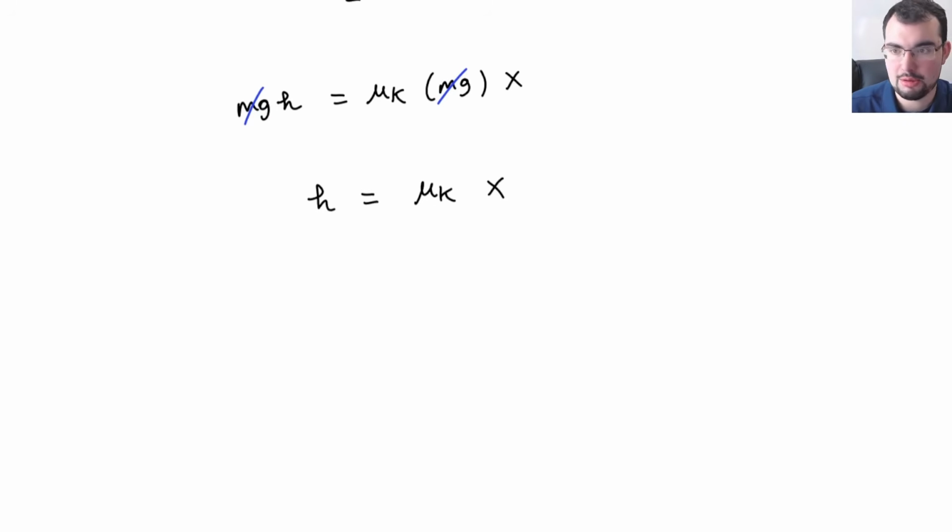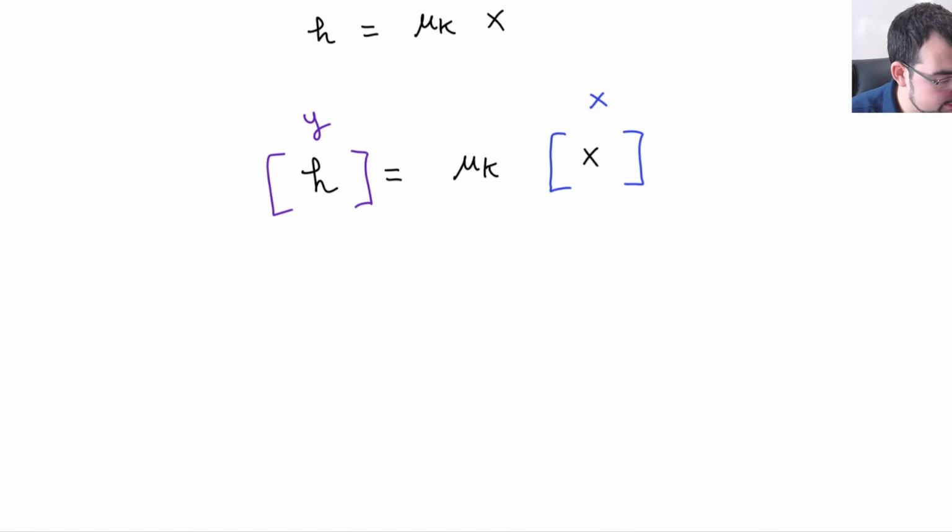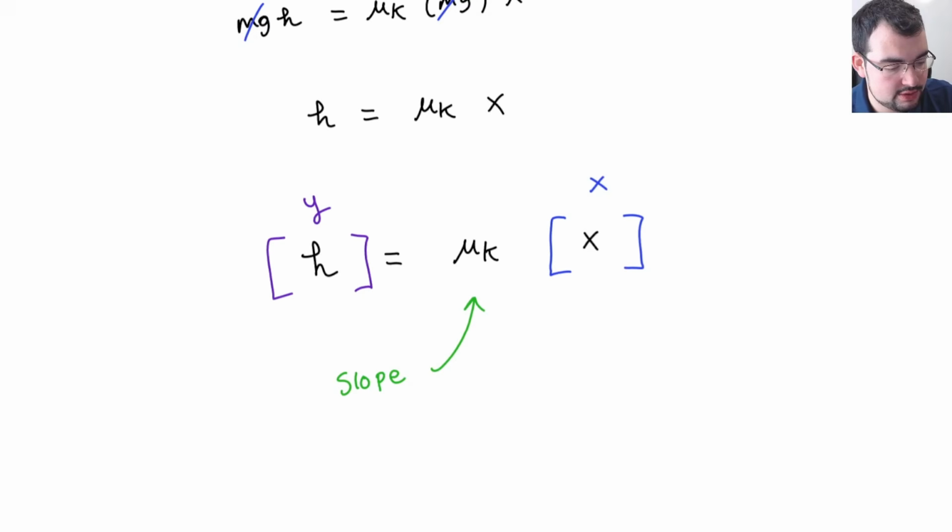Now here's how you can earn both B points instantly. H, no transformations. That goes on my y. X, no transformations. That goes on my x. What's in front of my x? Well, that's just the slope. That earned me both B points. So B1 is the linear relationship. B2 is the analysis.